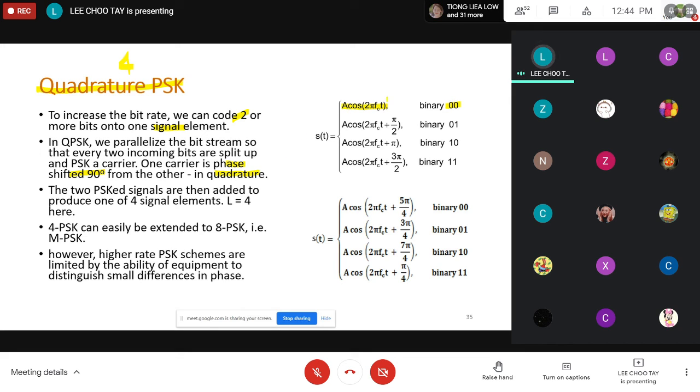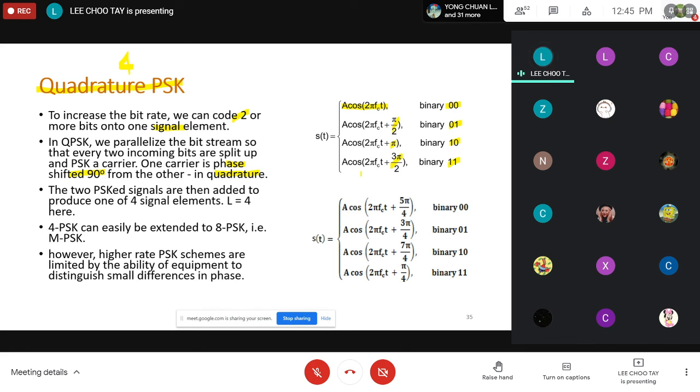So if the phase angle is 0, that means this carrier carries binary 0, 0. If the incoming carrier signal has a phase angle of pi over 2, 90 degrees, that means this carrier signal is carrying binary information 0, 1. If the carrier signal has a phase angle of pi, it is carrying binary information 1, 0. The same goes for the last one. If the phase angle is 3 pi over 2, then this carrier signal is carrying binary information 1, 1.